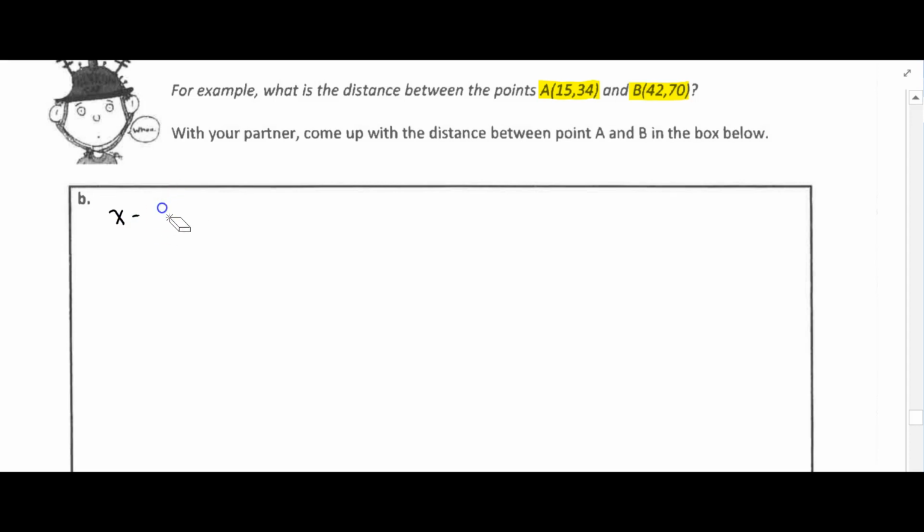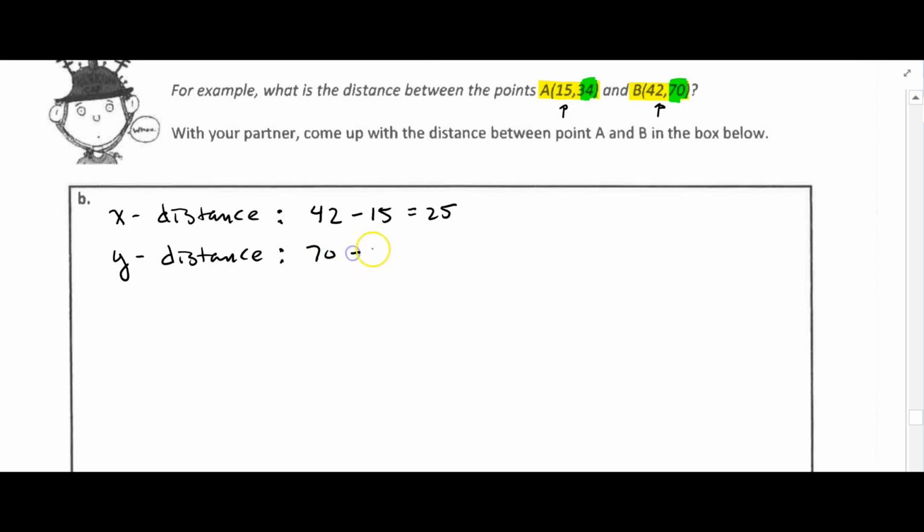X distance. Okay, so I've got 42 and I've got 15, so I need to find the distance between those. So to find the distance, I just subtract the two values, so 42 minus 15, and that's going to give me 27, and I need to find my y distance. So here's my y values, 34 and 70, so I'm going to subtract those to find that distance. So 70 minus 34, that should give me 36.